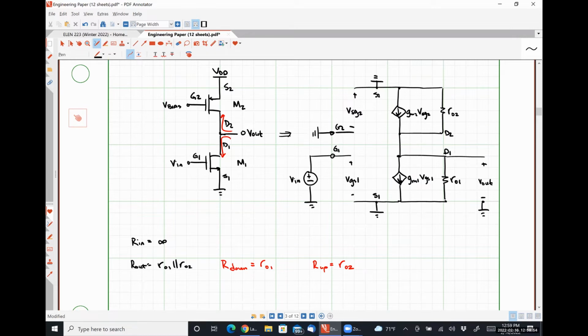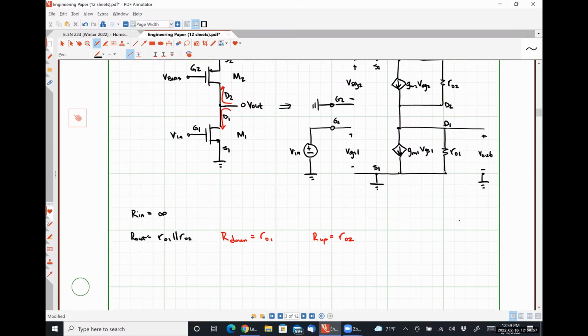So from that, what should our voltage gain be? Negative GM1, because that's the transistor that's performing the amplifier operation, times R not 1, which is the output resistance or the channel length modulation resistance of transistor M1, in parallel with R not 2, which is the output resistance of transistor M2, which is fulfilling the role of RD in our small signal analysis. Okay.